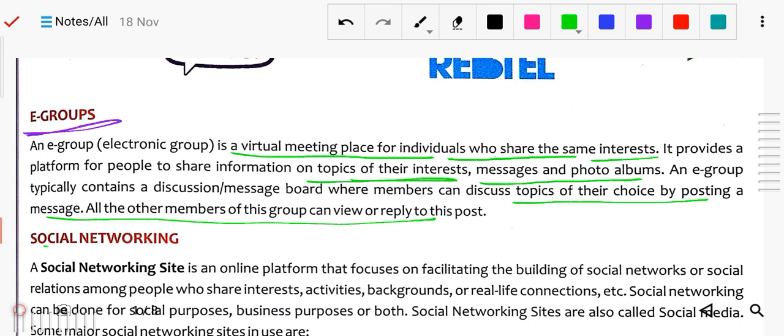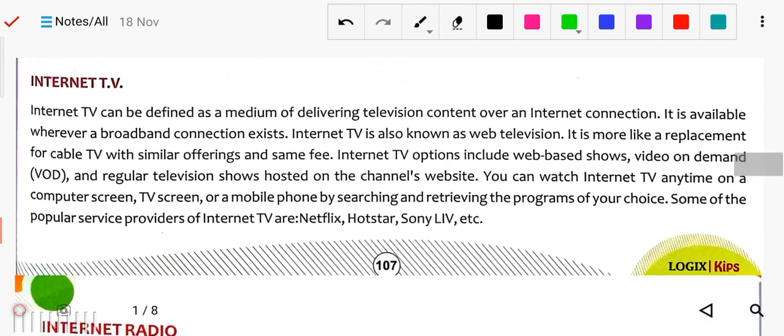Now, next we have social networking. Social networking is an online platform that focuses on facilitating the building of social networks or social relations among people who share interests, activities, backgrounds, or real-life connections, etc. Social networking means we are connected to different persons across the world. Wherever they are sitting, we are interconnected, communicating, and exchanging messages. We are trying to know them. So through social media, social networking, we can interact with them worldwide.